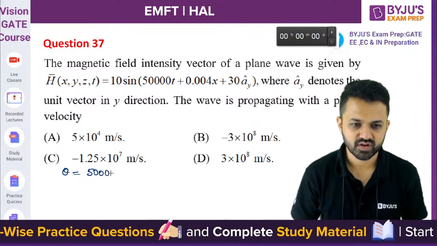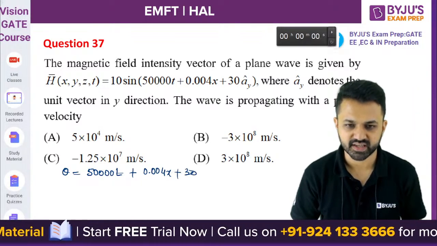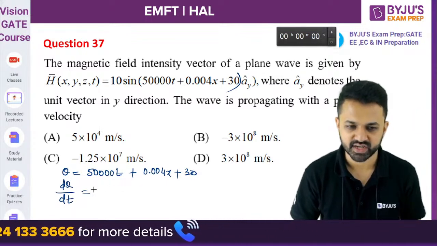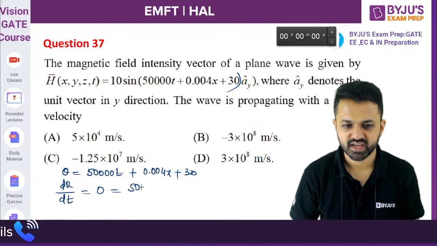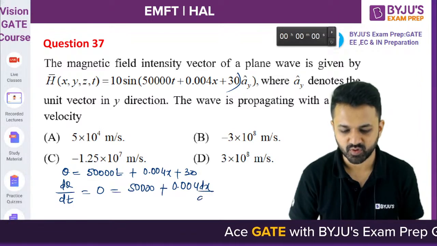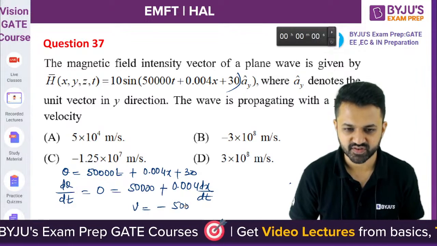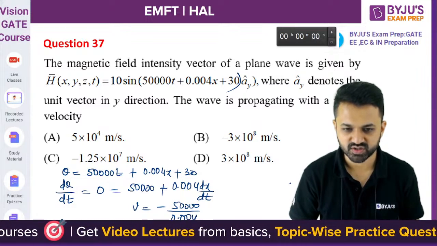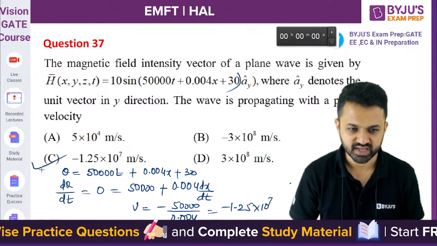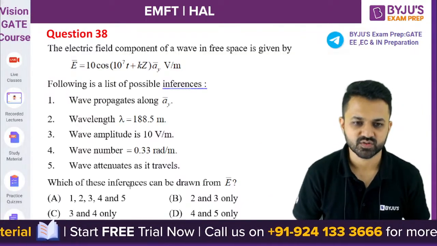So the time is over now. The phase is 50,000 t plus 0.004x plus 30, and the bracket is closed here. Now the d theta by dt we will calculate, and it will be 0 because the phase should be constant. So this is 50,000 plus 0.004 into dx upon dt. Then dx upon dt is minus 50,000 divided by 0.004. You will get minus 1.25 into 10 to the power 7. Yes, the answer is option C. Correct. Now let's solve the second question.